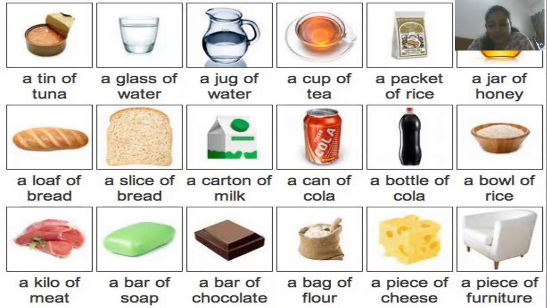For example, here you can see all sorts of examples shown on the screen: a tin of tuna, a glass of water, a jug of water, a cup of tea. All these are specifying कि कितना quantity of वो uncountable noun you want or you are talking about. So in such a case, this type of nouns will be considered as countable when the quantity of it is specified or given.